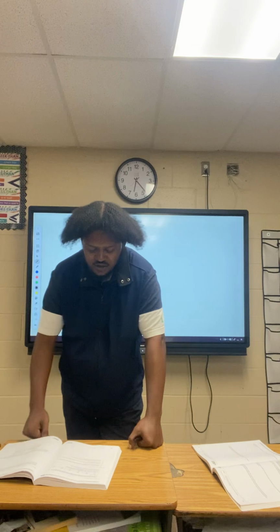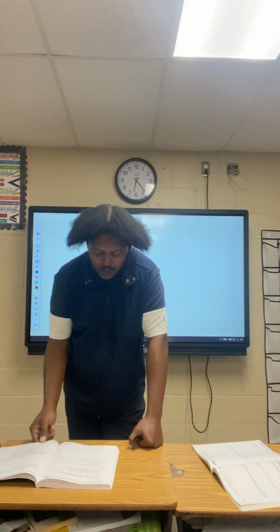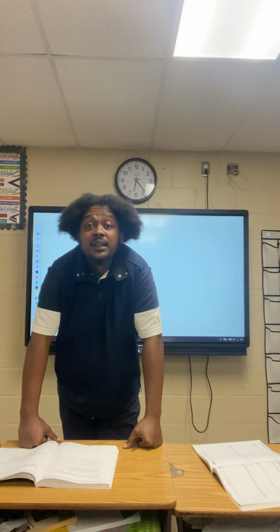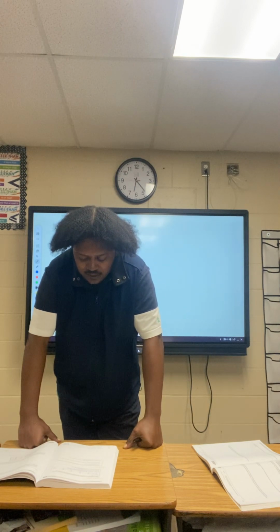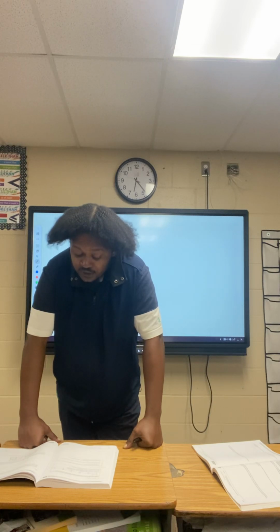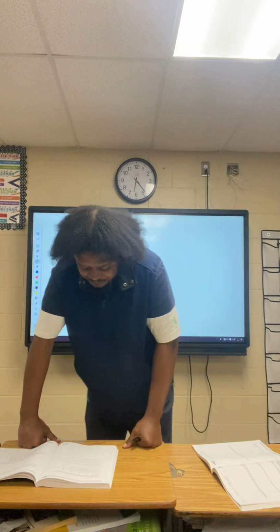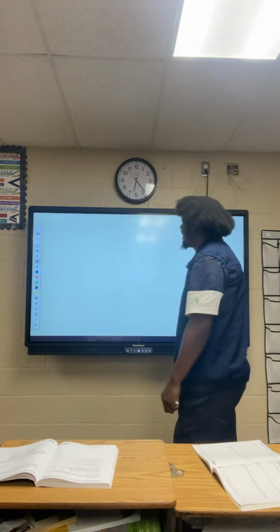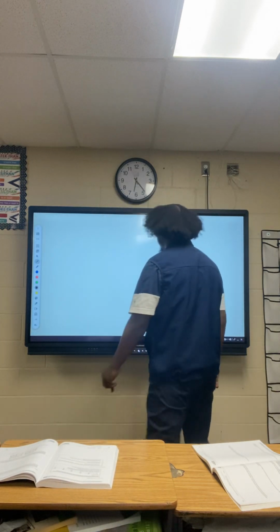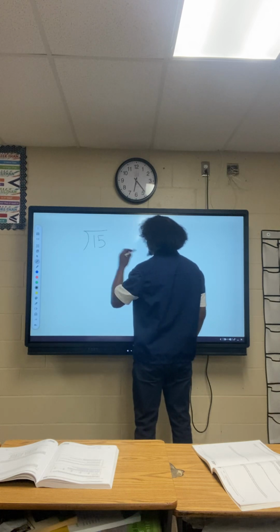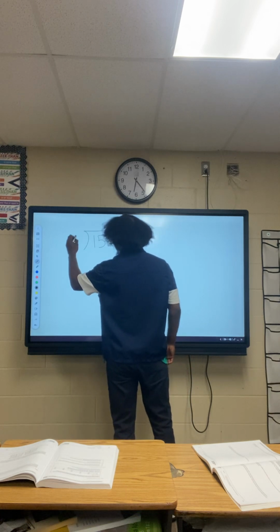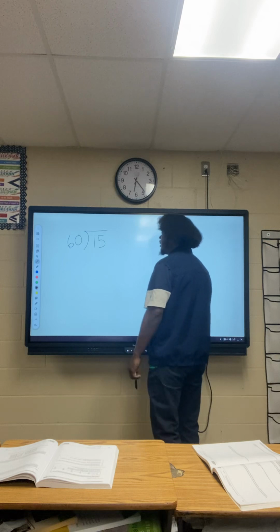So I'll read the directions for number 1. Number 1 says, Henry has 15 lawns mowed out of a total of 60 lawns. So what percent of the lawns does he still have left to mow? All right. So we still need to set it up. Normally, we put our smaller number inside of the box when we divide, okay? So we got 15. That's how many was completed out of 60. So we put it backwards, okay?